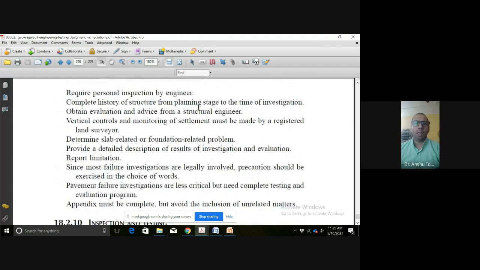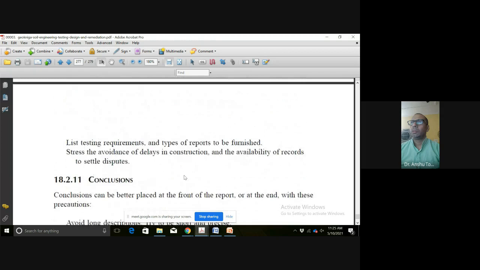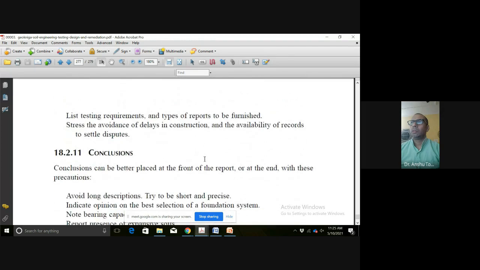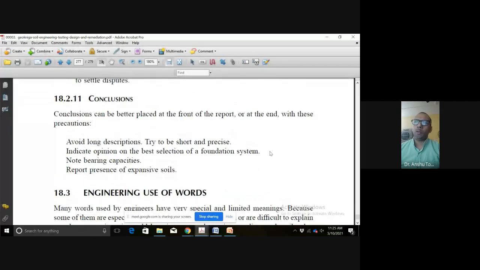Now let us discuss, after this, some of the things to conclude our report writing, how it should be done: it should avoid long descriptions, that is, unnecessary theory writing in the report should be avoided.